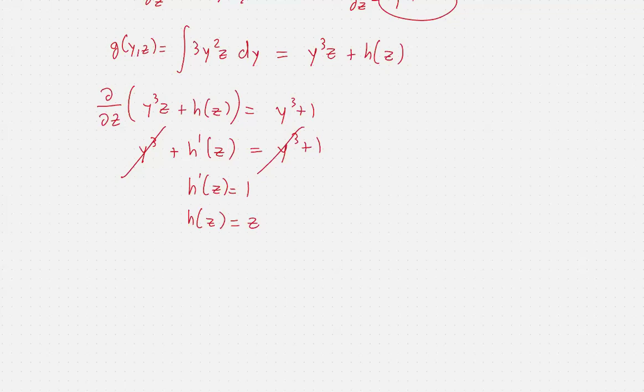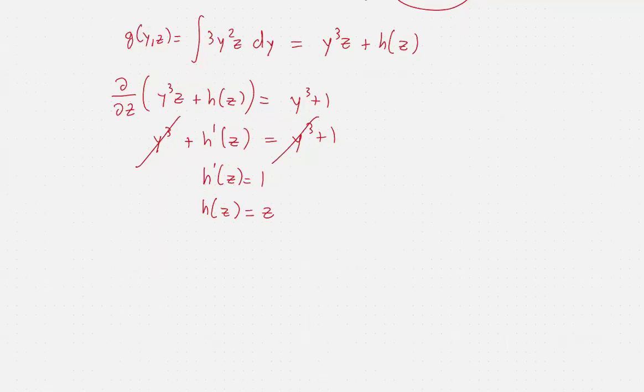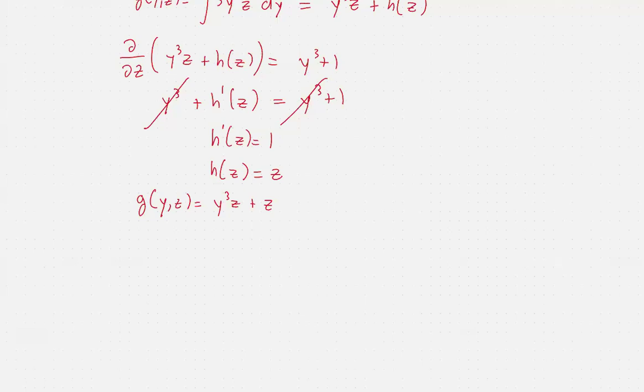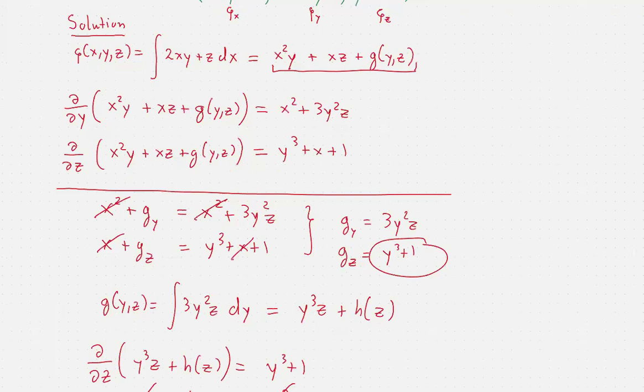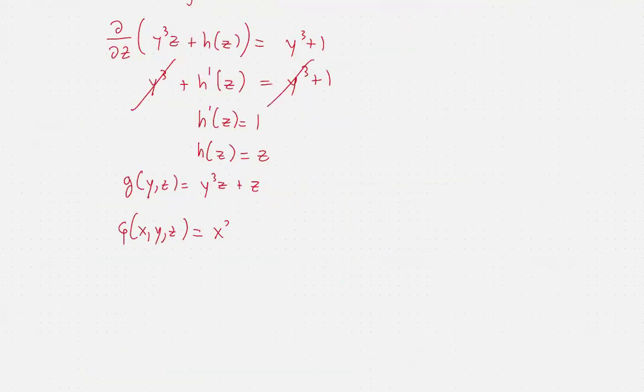So now we start backtracking. So we will have that g of y, z is going to be y cubed z plus z. So that gives us g of y, z, and eventually phi of x, y, z is going to be our initial guess plus the g of y, z that we found. So what was it? It was x squared y plus xz. So x squared y plus xz plus y cubed z plus z. And that's the potential that we were looking for.